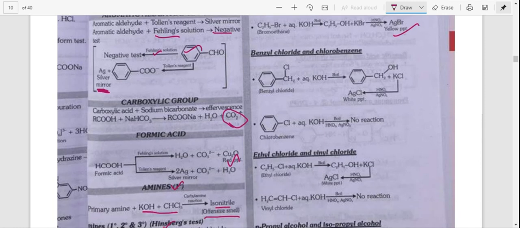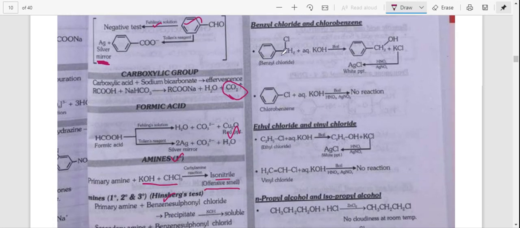Next, the distinction between benzyl chloride and chlorobenzene. Benzyl chloride is C6H5CH2Cl. Chlorobenzene is C6H5Cl. You can note down the formula. When benzyl chloride is reacted with aqueous KOH, it will give C6H5CH2OH plus KCl. So Cl will be replaced, OH will attach here, and KCl will be removed. When they react with HNO3 and AgNO3, we will get AgCl, the white precipitate. Chlorobenzene has no reaction.